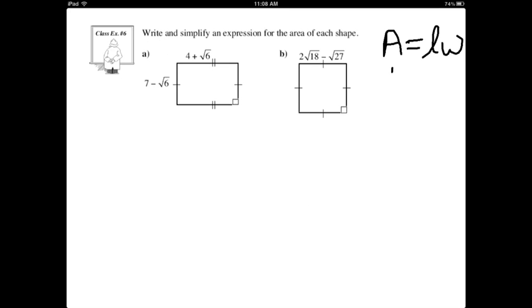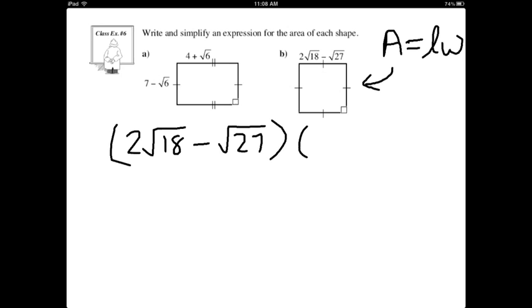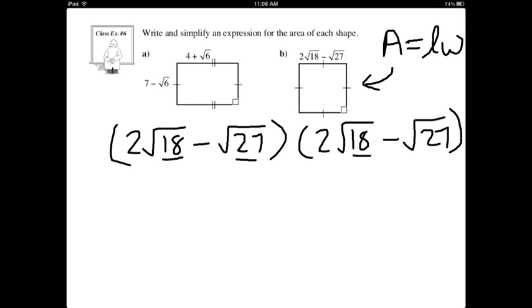For the next one, it is a perfect square, so what you're going to have is 2 root 18 minus root 27 times by 2 root 18 minus root 27, because all the sides are the same size. Now, the problem we have here is that when you multiply these radicands together in various stages of FOIL, they are going to result in huge numbers. And if you can see it, you can actually simplify a lot of these. So let's do that first, save ourselves a headache in the long run.